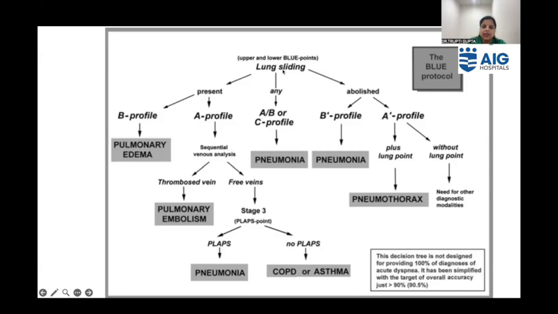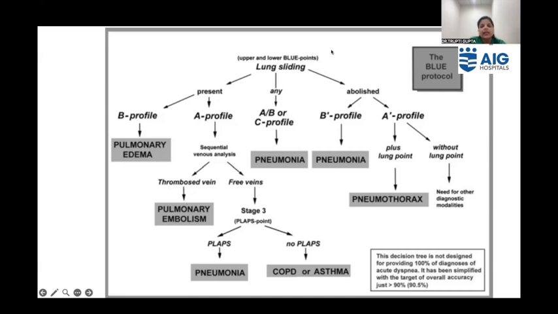With sliding present and the patient having an A profile, we have to rule out the presence of any DVT. If the DVT has been ruled out, then we look for the PLAPS point. If the PLAPS point is positive, that means the patient has pneumonia, and if the PLAPS point is negative, that means COPD or asthma. If with A profile and lung sliding the patient has a positive DVT examination, that means we have to go for pulmonary embolism ruling out.